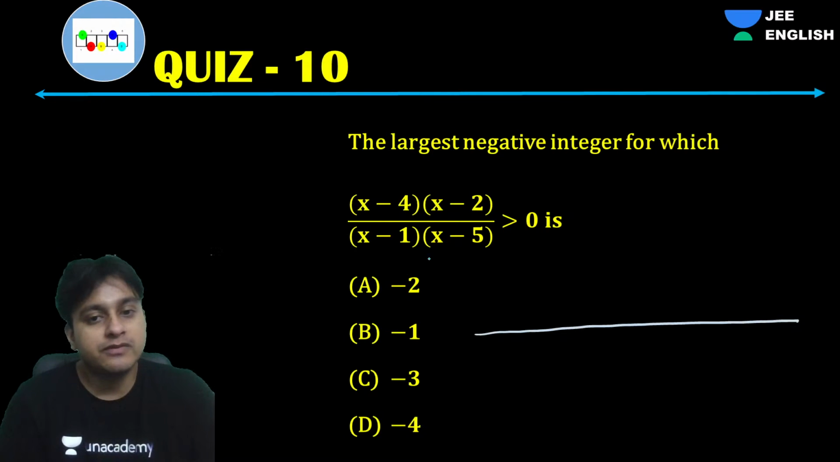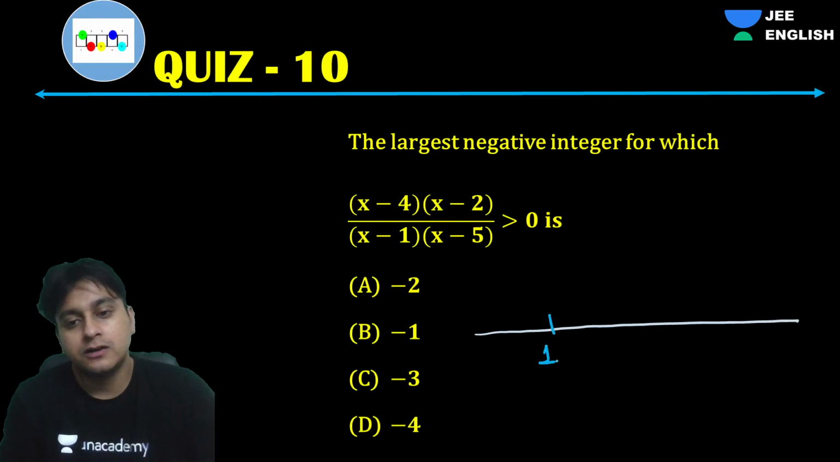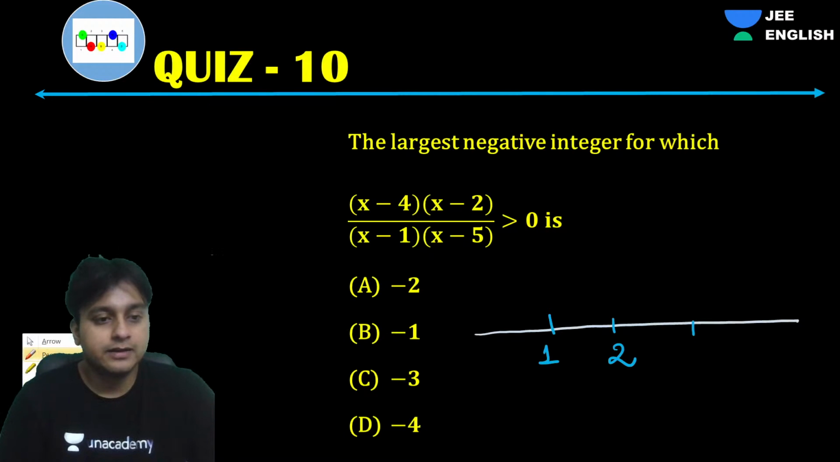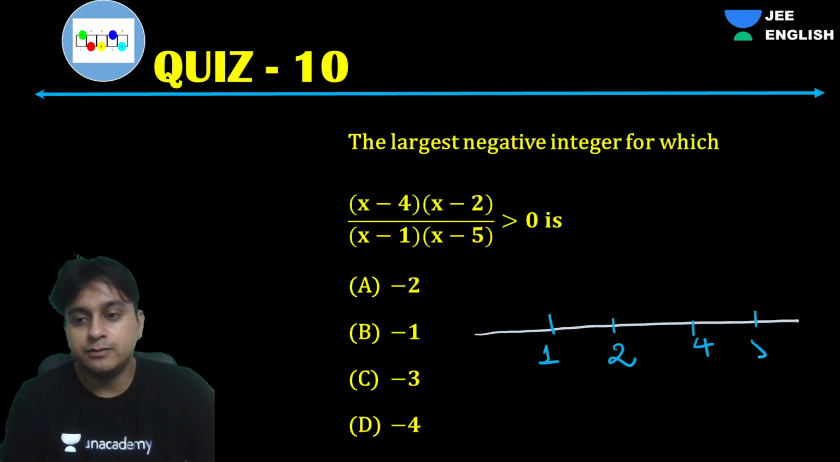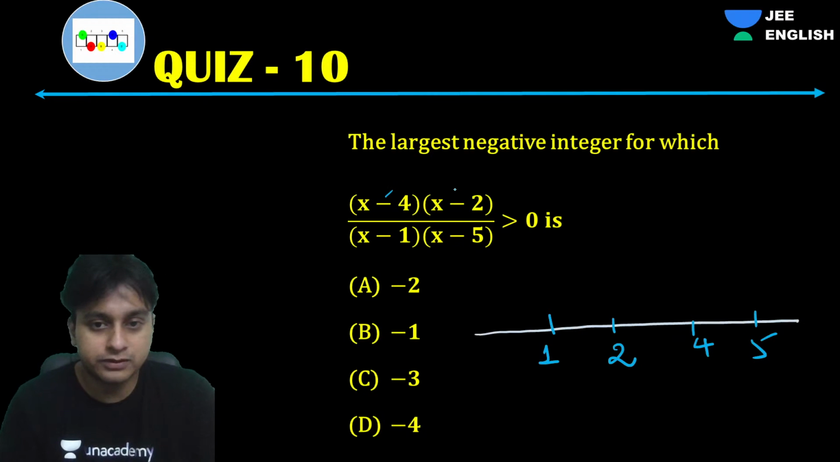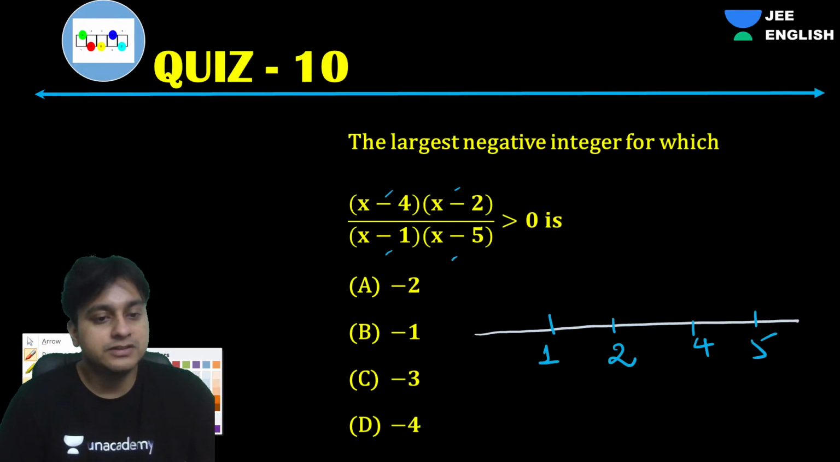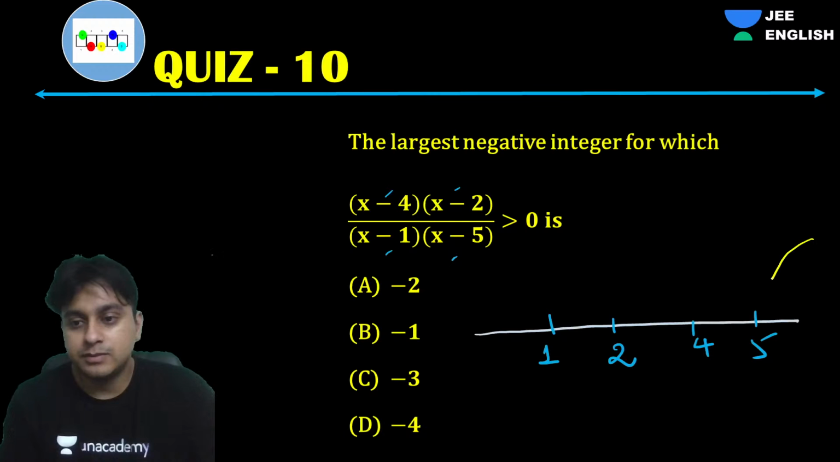So guys, let's put up the values. We'll put up 1, 2, 4, and 5. Right? This is how we do it, guys. We'll put up the critical points. This will be 0 at 4, 0 at 2, 0 at 1, 0 at 5. Right? So now what we will do is put up the values and then draw the wavy curve. Plus, plus, minus, plus, minus.